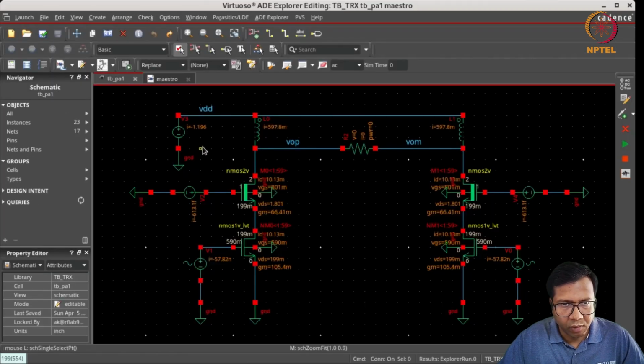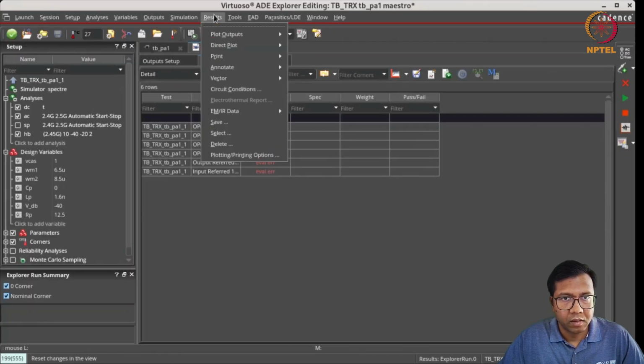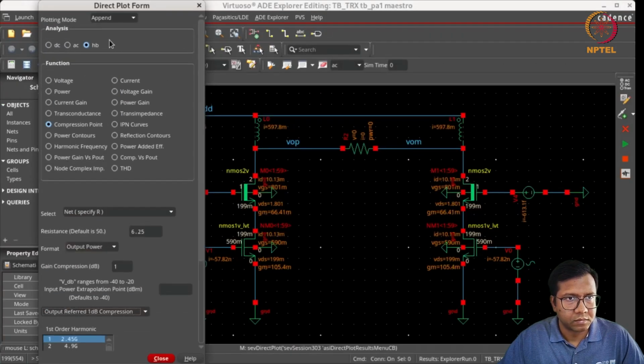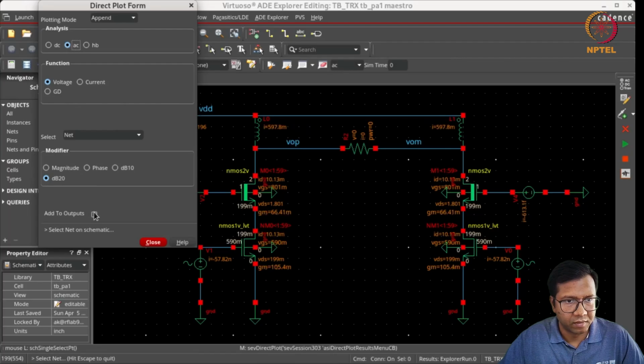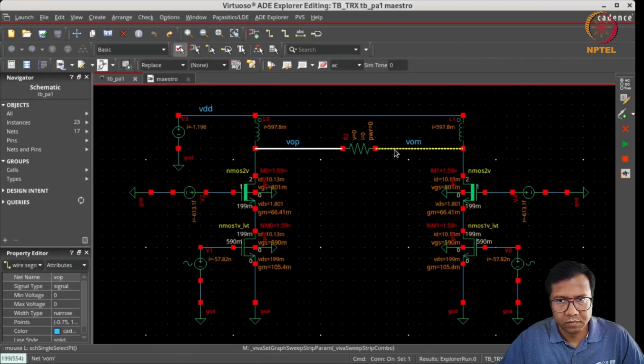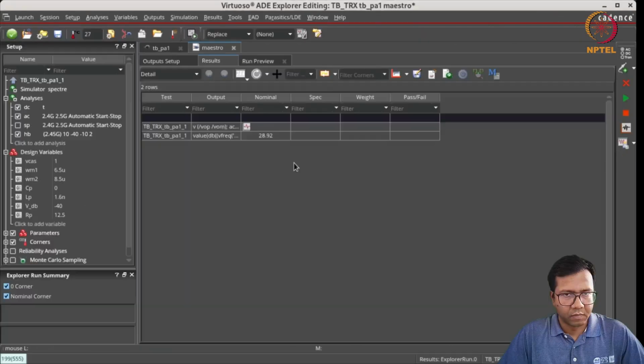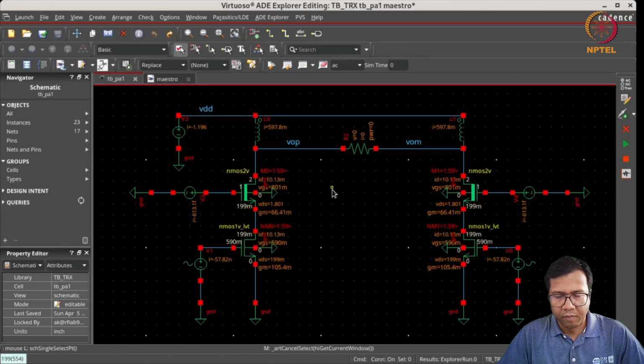So now we can see that the total current coming from the supply is 1.2 amps. It's really very high current. If you look at the small signal gain, it is around 29 dB. So now we can plot the 1 dB compression point for this differential power amplifier.